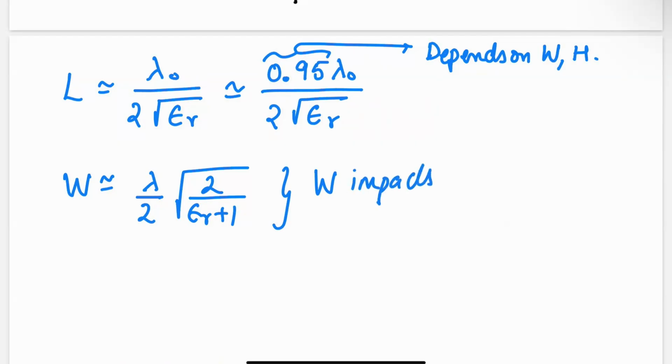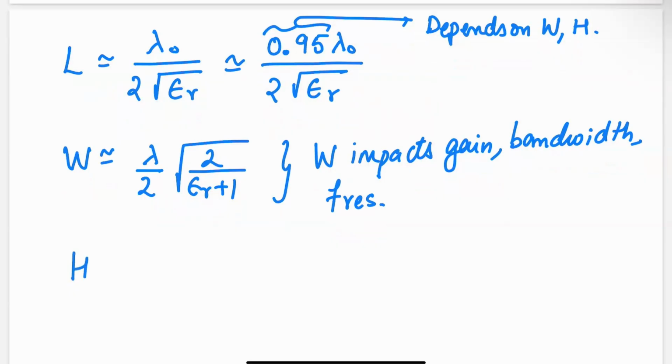But what does W do? So W impacts the gain, or the directivity rather. It impacts the bandwidth, and it also impacts F resonance, so the actual resonant frequency, but to a lesser extent. Okay, and H is usually determined by what kind of substrate you have available.